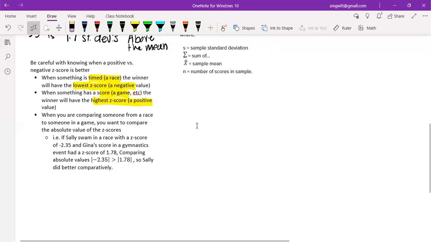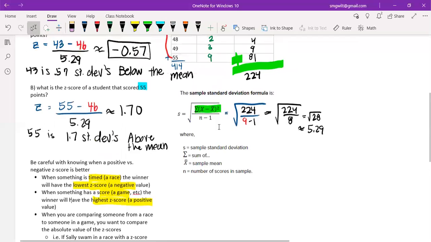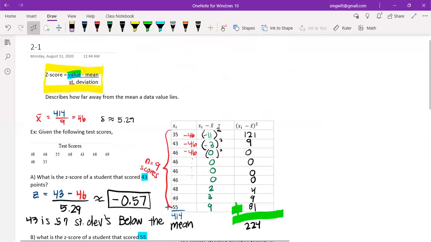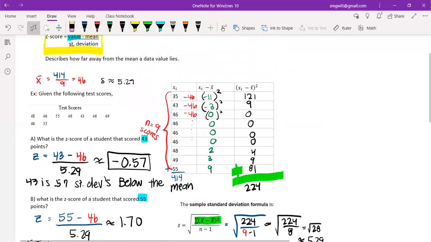Those are things that I wanted you to pay attention to and make sure that you reviewed for the section 2-1 quiz. So that's all that I have for that one.